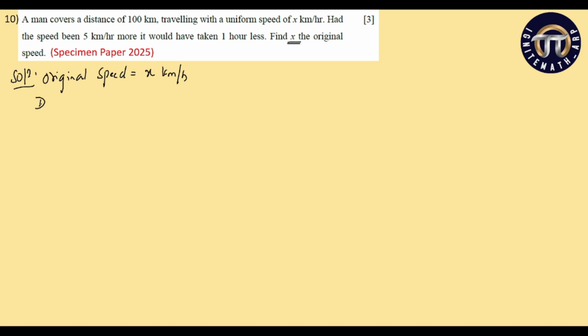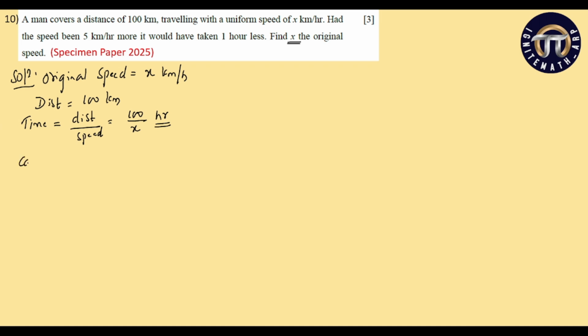Clear? So what is the distance over here? Distance is equal to 100 kilometer. Clear? So what is the time taken, children? Time taken is again distance by speed. Correct? Distance by speed. So that is 100 divided by x hours, the time he is supposed to take. Now had the speed been 5 km per hour more.